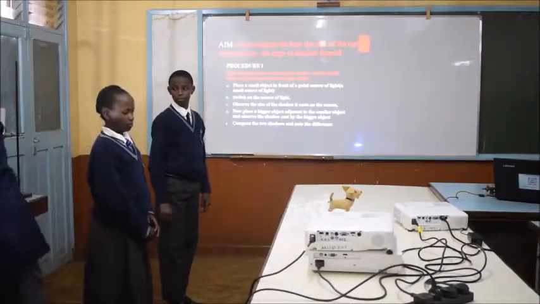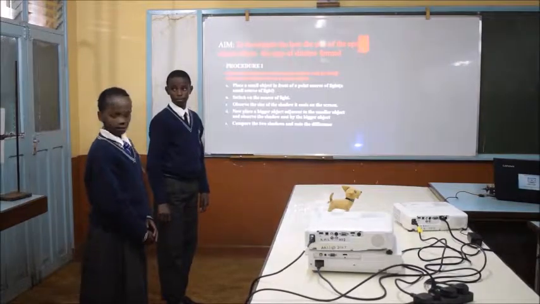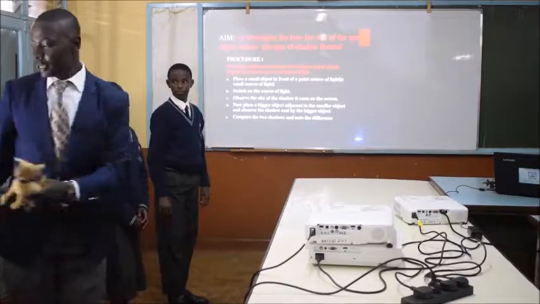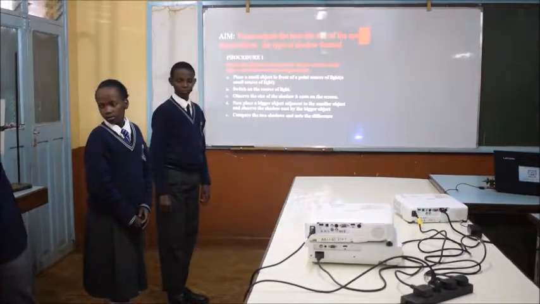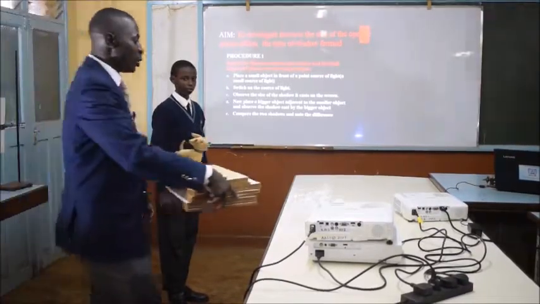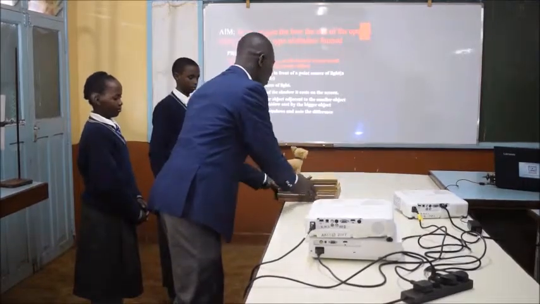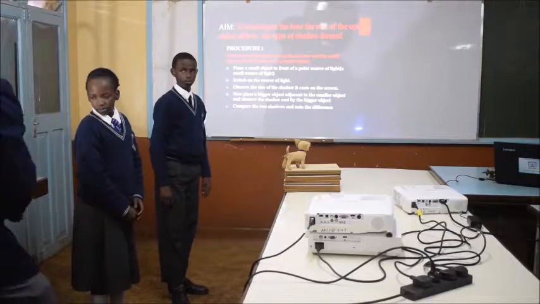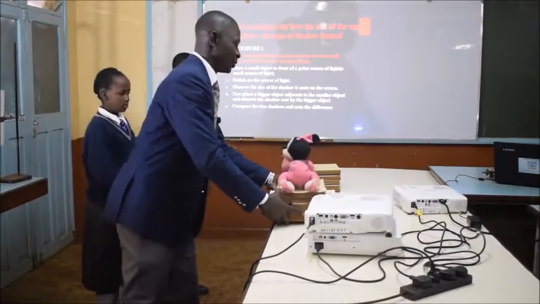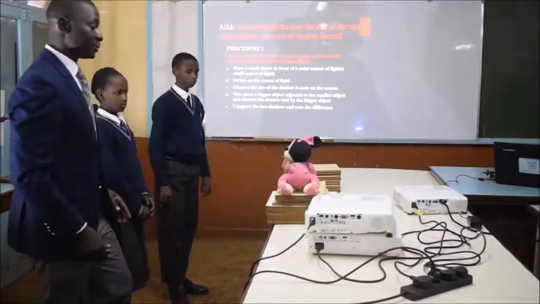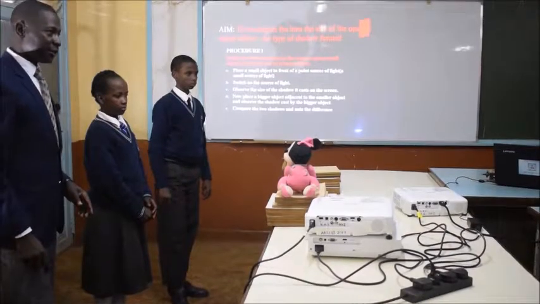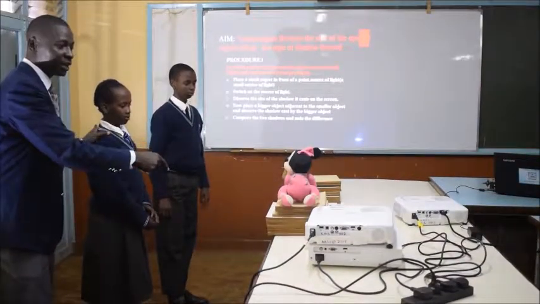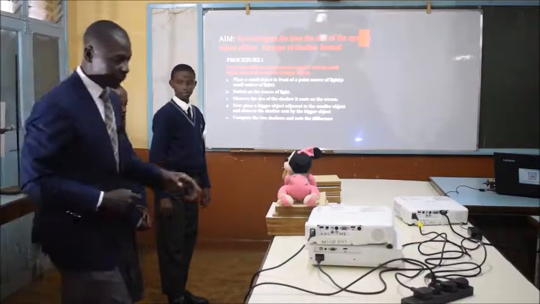Benedict will be in charge of this opaque object, while Samson will be in charge of this other opaque object. Comparing the two opaque objects, Samson's opaque object and Benedict's opaque object. Which is the larger of the two? Benedict's opaque object is bigger than Samson's opaque object.